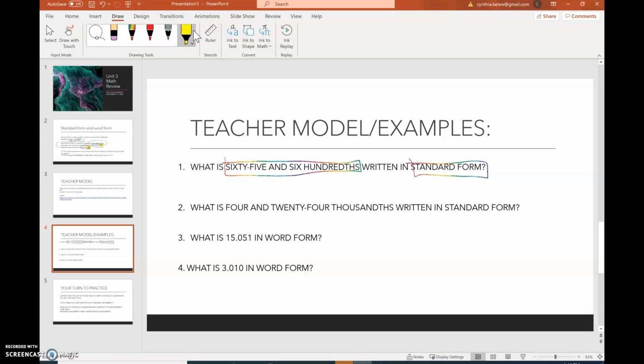One thing I want to do is I do want to highlight the place value because that's going to be very, very important. So 65 and 6 hundredths. 65 is going to be my whole number and means decimal. The 6 hundredths is your not whole number, the part, the decimal part. So 65 and 6 hundredths.